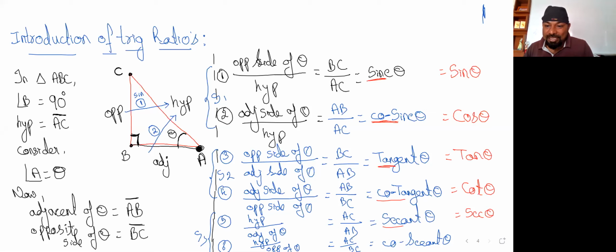Now, if you take the first 3 letters, what does it become? It will become COS, right? But COS we have already written here. Therefore, we are not taking the first 3 letters. We are taking the first 6 letters, not 3. What do you call that one? Cosec theta.